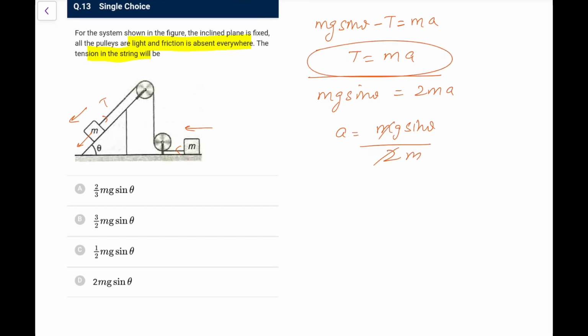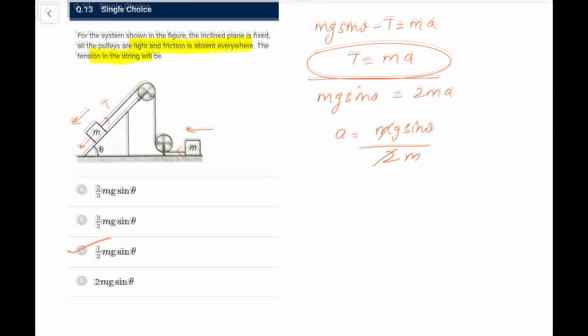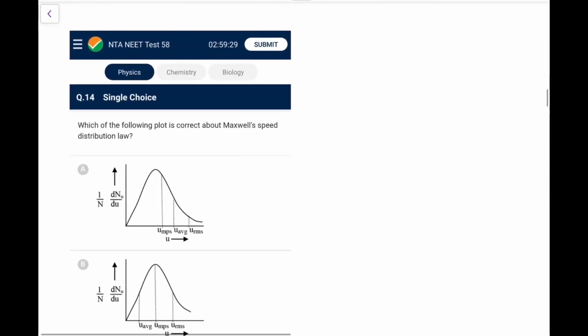Tension would be half of the mg sin theta, so it goes by option C. You can go to not that difficult one. Now go for the next one.